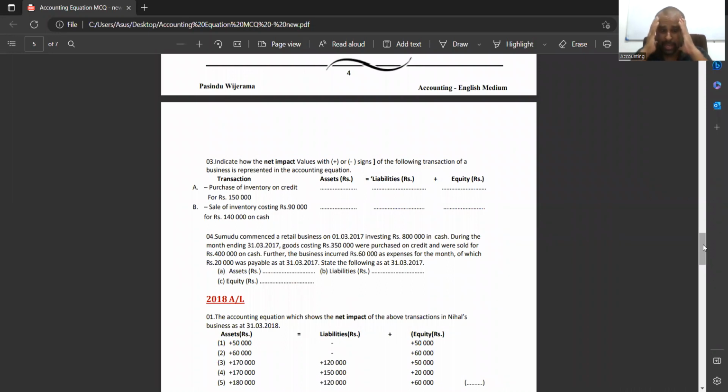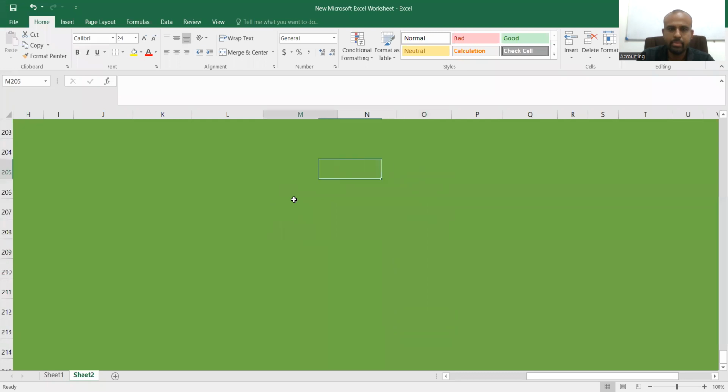Question number 3. You can see in 2017 they have tested 4 questions. Indicate the net impact of the transactions. What is the equation they have given? Assets equal equity plus liability. You have assets equal equity plus liability. What's the first one?